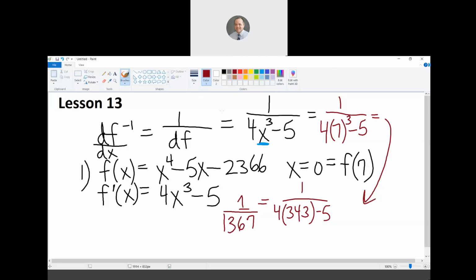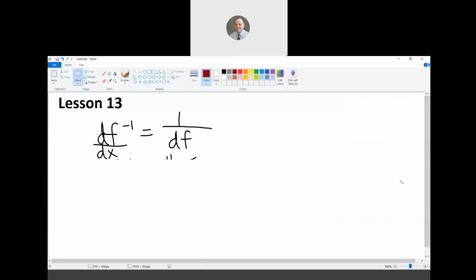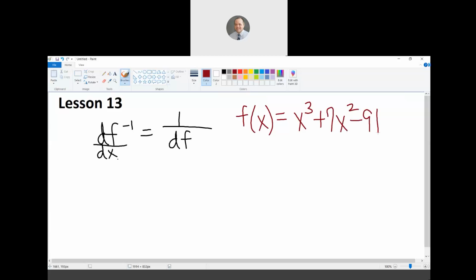Let's look at a similar problem. Given f of x equal to x cubed plus 7x squared minus 91, we need to find the derivative of our inverse when x is equal to 0 or f of negative 2.